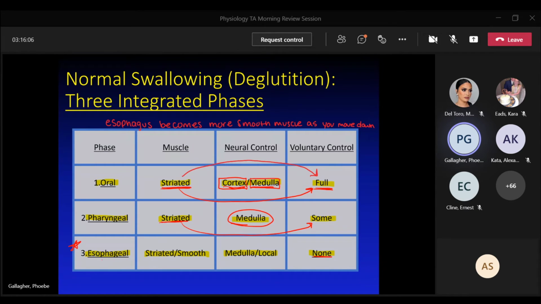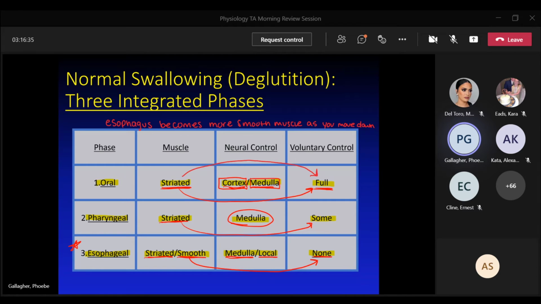And then lastly, your esophageal phase. So definitely know the esophageal phase, and know that this is going to be a combination of striated and smooth. But since they're smooth, you can consider this to have no voluntary control, which makes sense because you can't really think about swallowing your food as it goes down past your mouth. This is different because now your medulla is partially involved, but you also have local responses, which we'll talk about in the next couple slides.